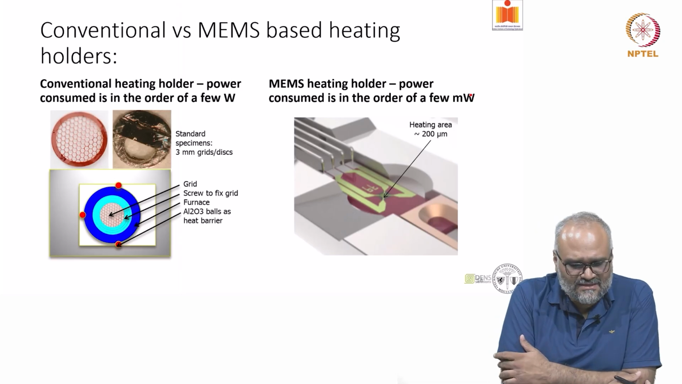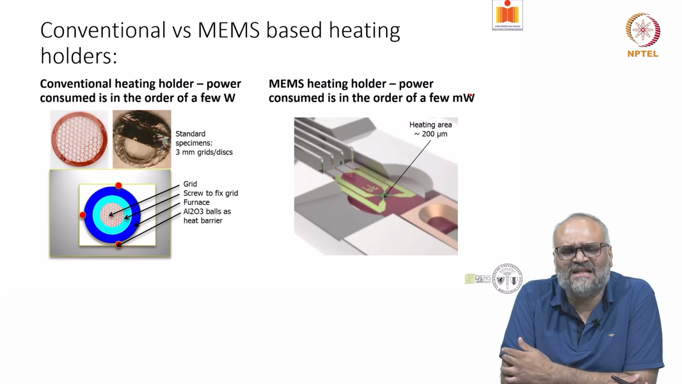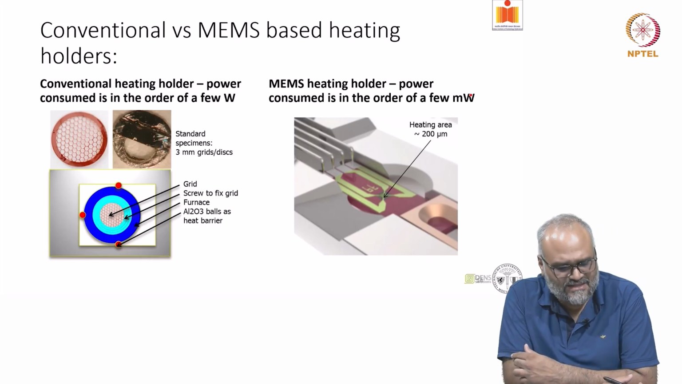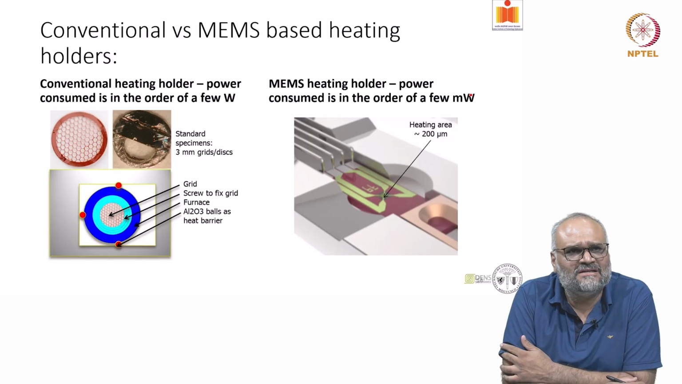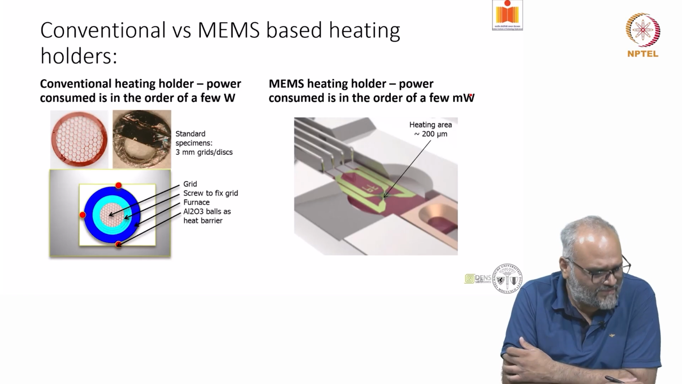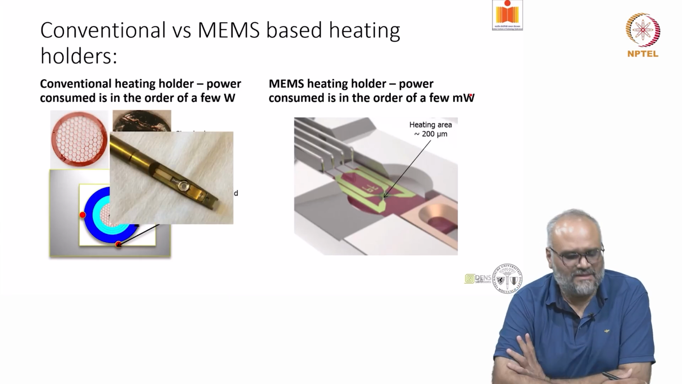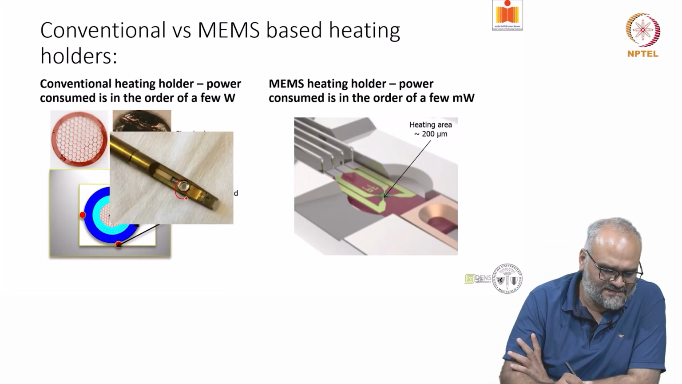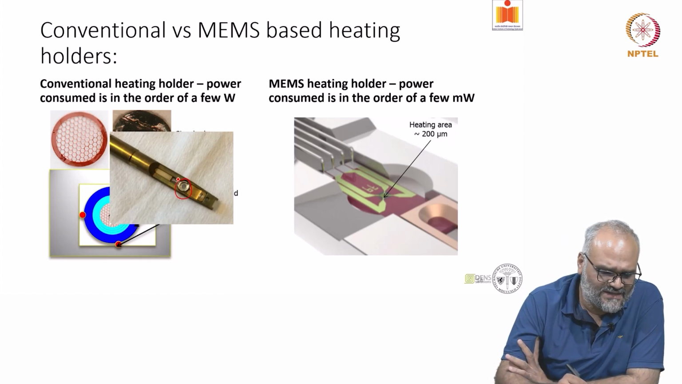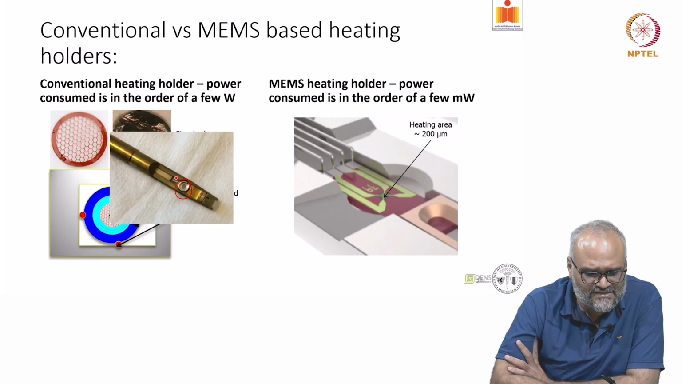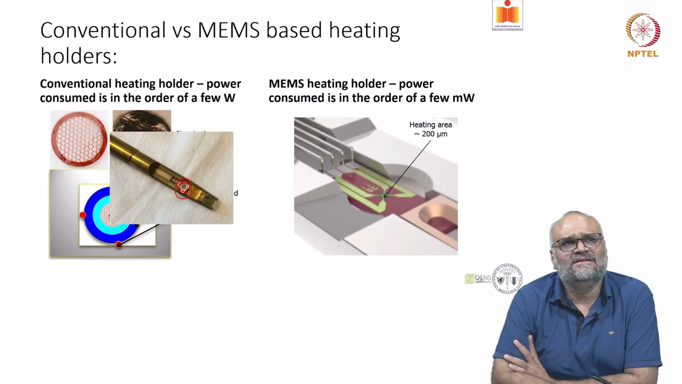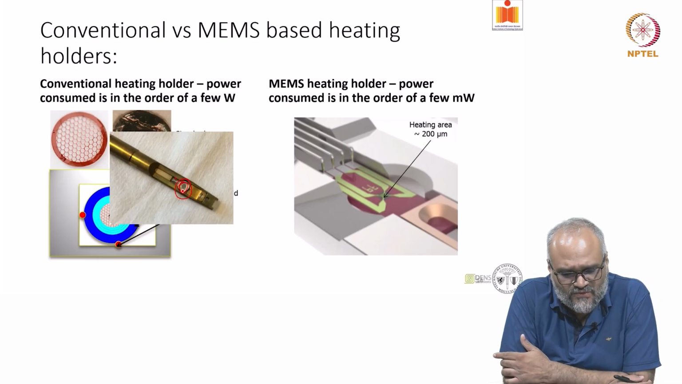So if you look at heating holders in transmission electron microscope, there are holders which can actually allow a 3 millimeter standard specimen. It is a furnace type holder where in the tip of the holder you have a small cavity like this, and this is typically a tungsten filament kind of a thing which is heated by resistive heating. There's a wire that goes in here, and if you see the specimen which is of the size of 3 millimeter when it is put in here and when it is heated, the power that is consumed is in the order of a few watts.